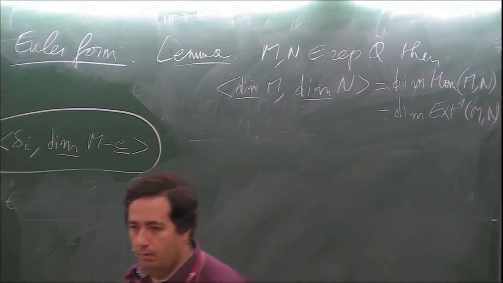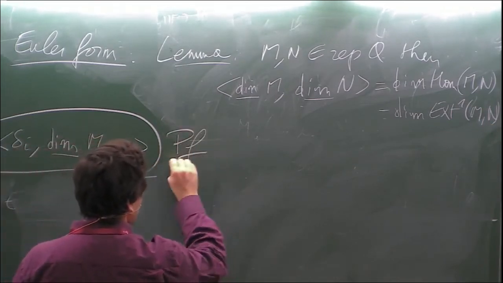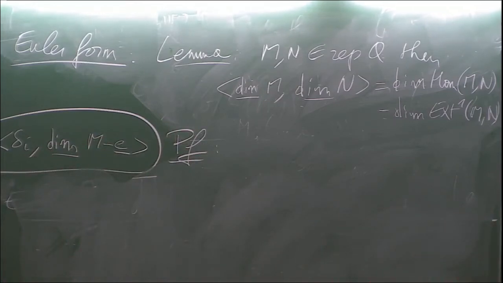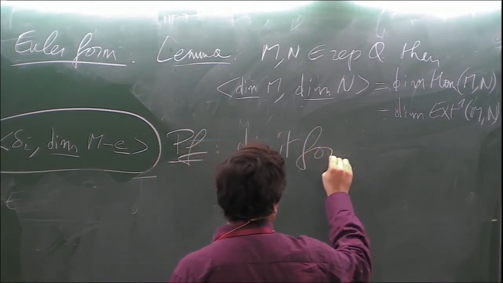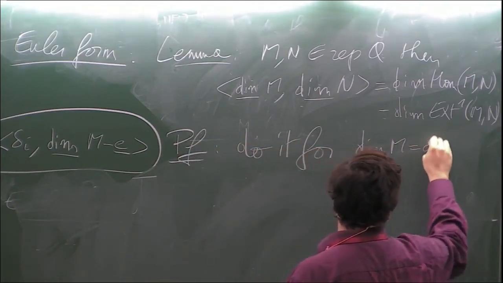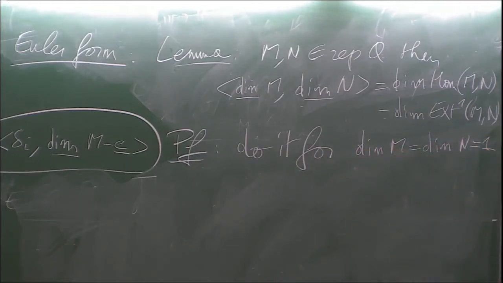Okay. I'm saying this is easy, so I will give you a fast argument. So how to prove that? Start by doing it on simples. So I remind you that simple module or simple representation means a representation which is concentrated in one vertex and dimension 1, right? So these are the simples. So do it for dimension of M equal dimension of N equal 1. So when I don't underline, it means the total dimension. You add up all the dimensions.